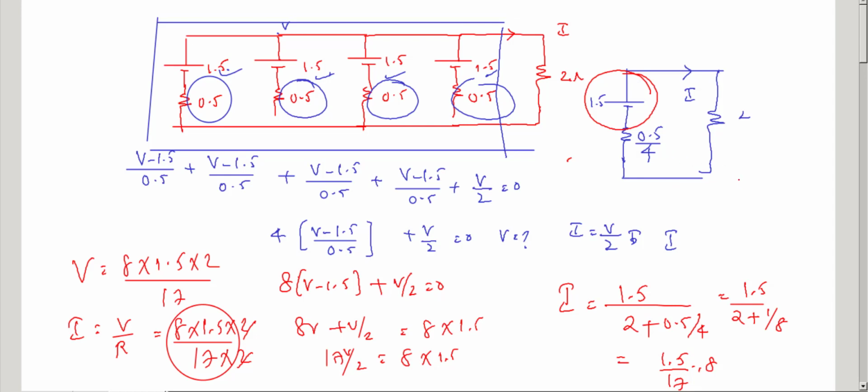Okay, so you can see here, I equals, how can you find this formula? What is the formula here? I equals E by (R internal by N plus R external). So this is the formula for cells connected in parallel. Next question.